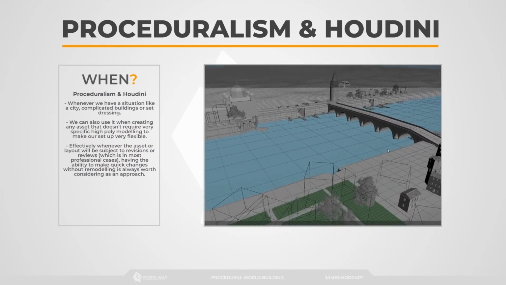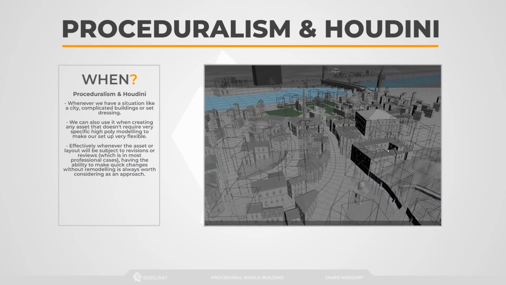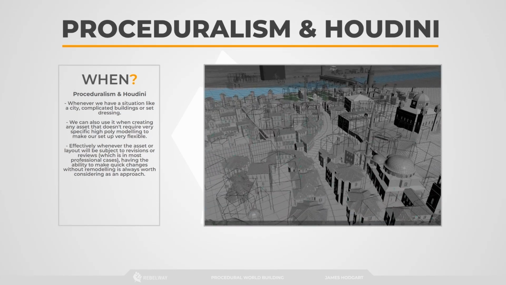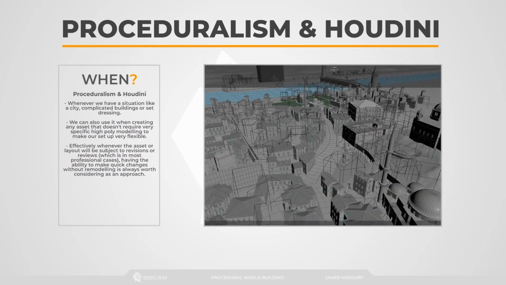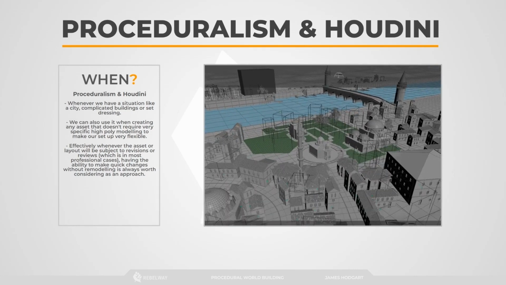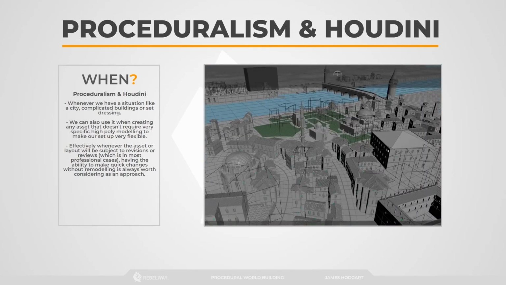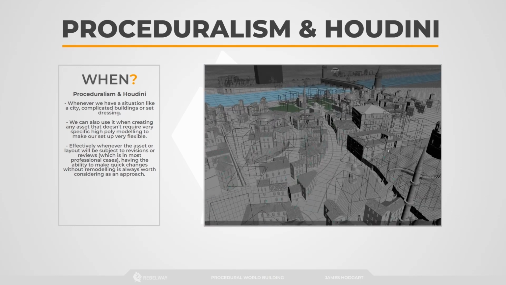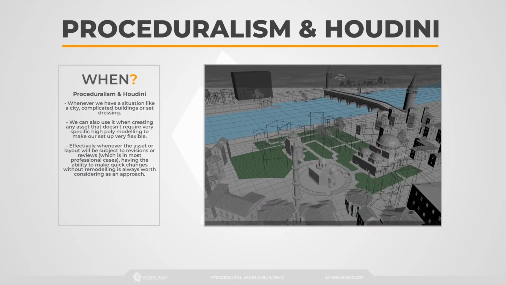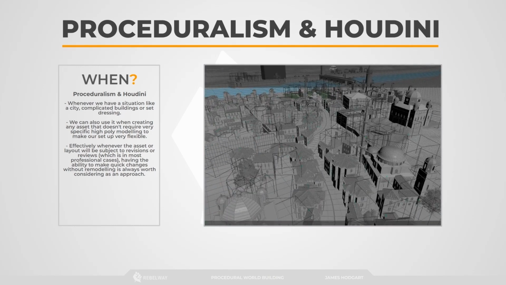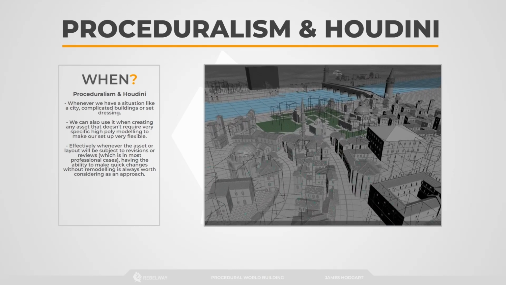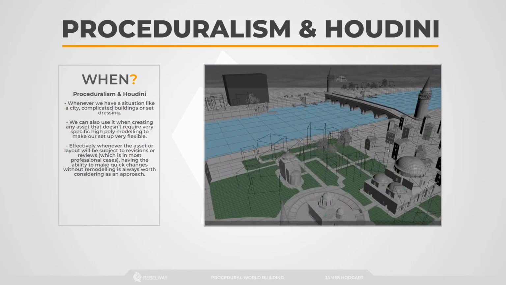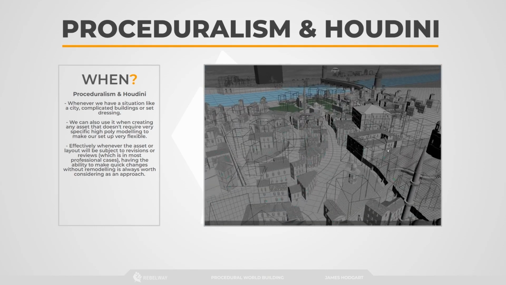Okay, when do we use proceduralism? Whenever we have a situation like a city, complicated buildings, or set dressing. We can also use it when creating any asset that doesn't require very specific high poly modelling to make our setup very flexible. Effectively, whenever the asset or layout will be subject to revisions or reviews, which is in most professional cases, having the ability to make quick changes without remodelling is always worth considering as an approach.